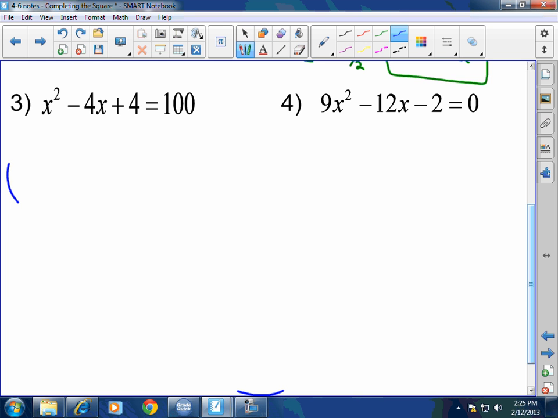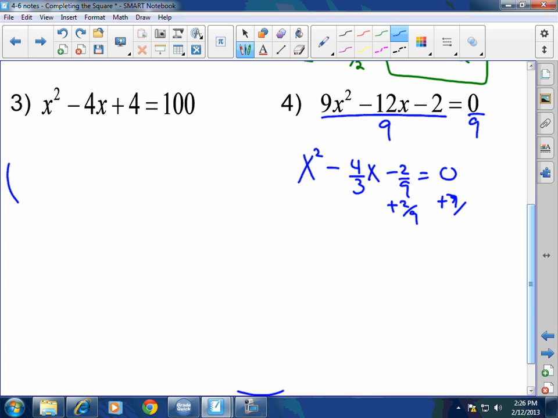First things first, what do I do here? Yeah, you could divide by 9 and everything if you want. Sure, why not? I wouldn't have done it that way, but that's fine. So it's going to be x squared minus 4/3 x minus 2/9 equals 0. So now I'm going to add 2/9 to both sides. Please pay attention to this. So I've got x squared minus 4/3 x, I'm going to leave a space, equals 2/9.